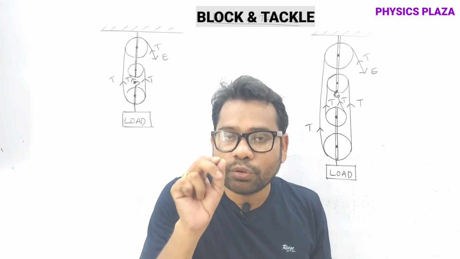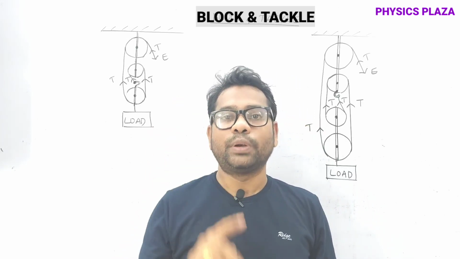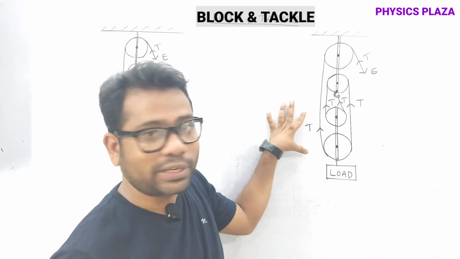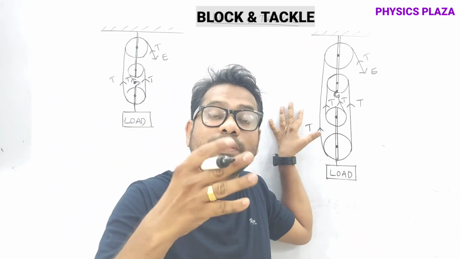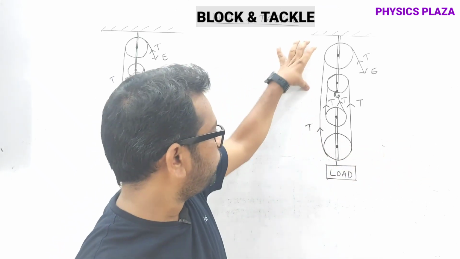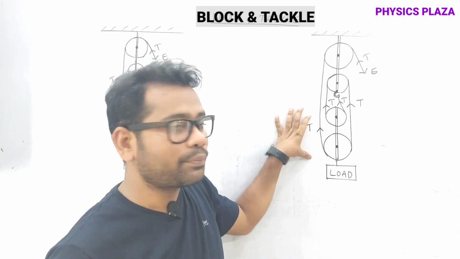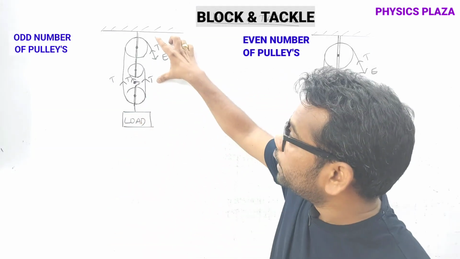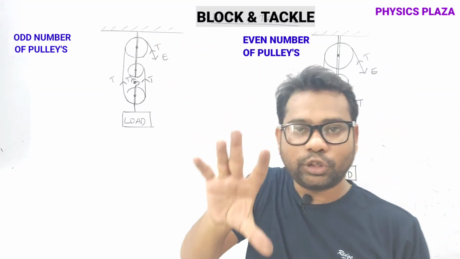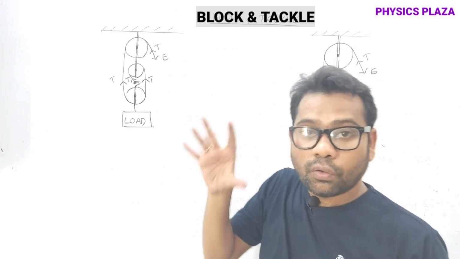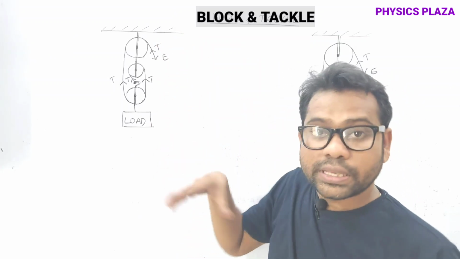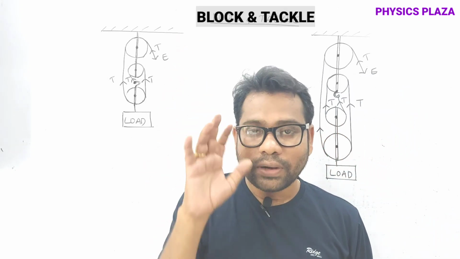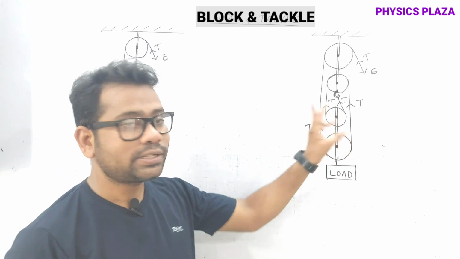Here one important point we need to understand. If there is an even number of pulleys, upper block and lower block will have the same number of pulleys. If 8 pulleys, 4, 4; 6 pulleys, 3, 3. If the number is odd, the upper block will have an extra pulley than the lower block. If 3 pulleys, then 2, 1; 5 pulleys, 3, 2; 7 pulleys, 4, 3. Like that it will be there. Clear? Fine.